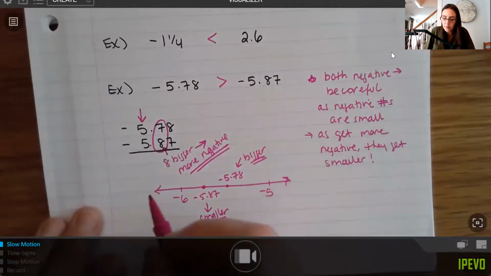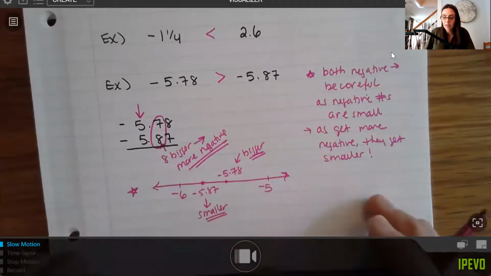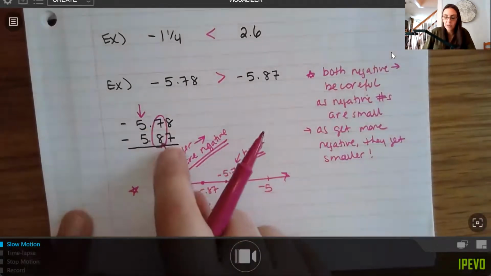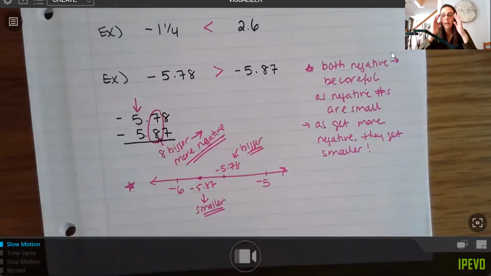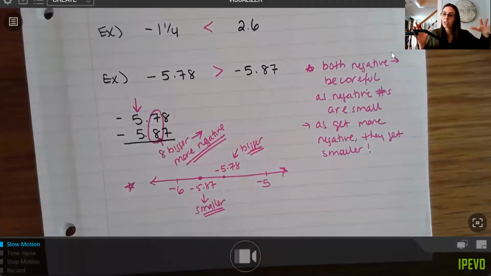I think it really helps to draw that number line. So as you start comparing them, once you find out the one that's bigger, remember that if they're both negative, the bigger digit is actually further to the left on the number line. So it makes the whole number smaller in this case. And that can be tricky. So you want to watch out for those when you're comparing digits.